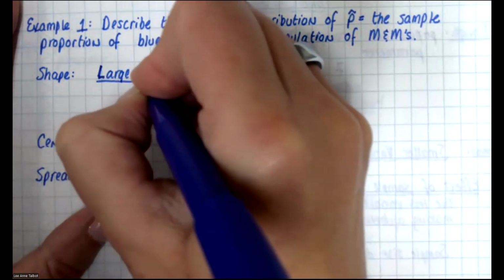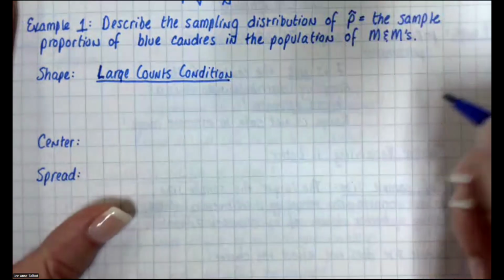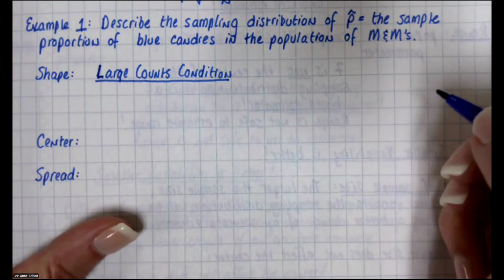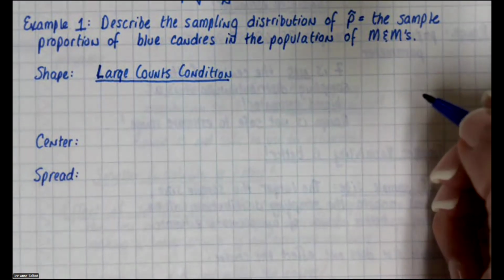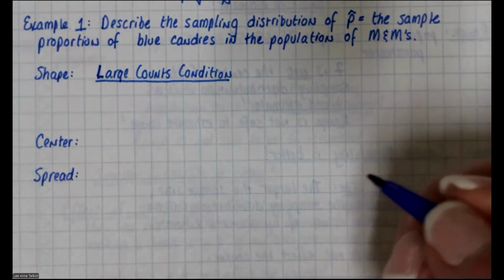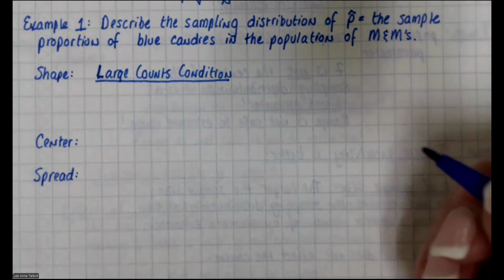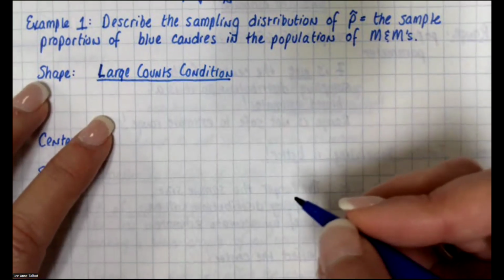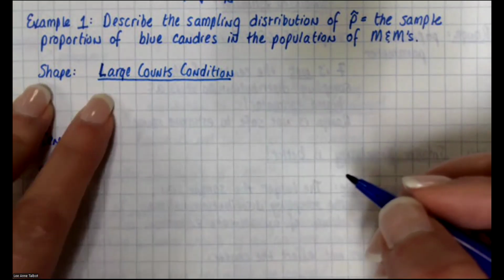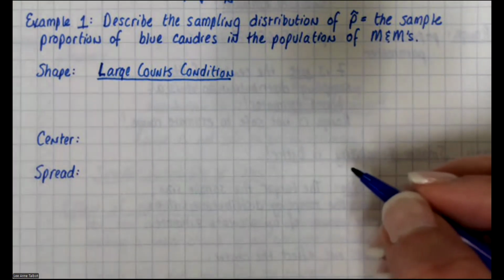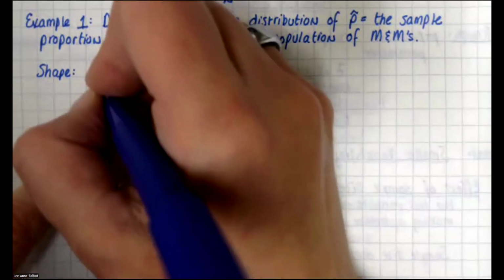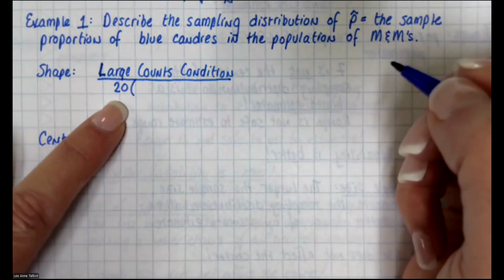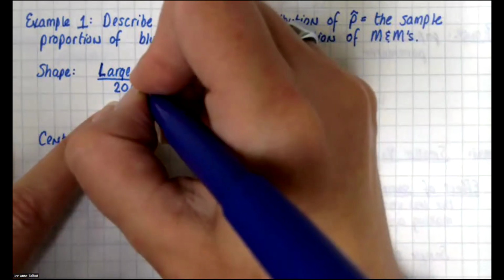Okay, I am not going to write large counts condition on every single one of my math problems. I'm doing it now because I'm trying to make sure you guys know the difference between that and the 10% one. Okay, large counts condition says n times p is greater than or equal to 10. What is n in our problem for the M&Ms, right? 20. And what is p? 0.25, great.